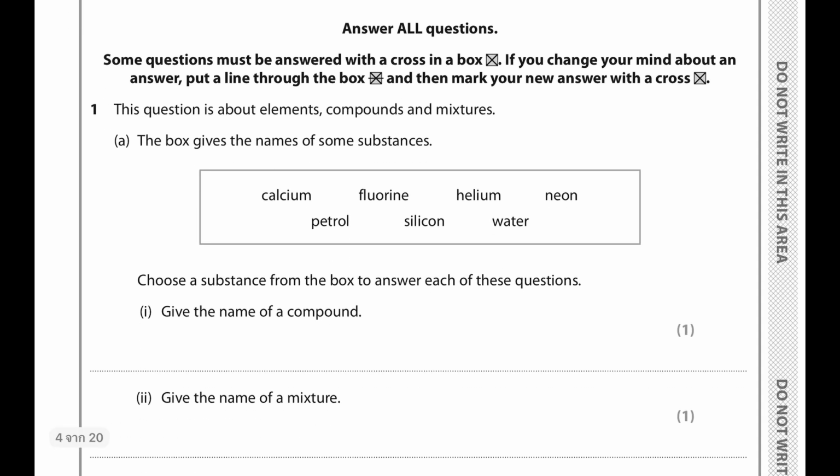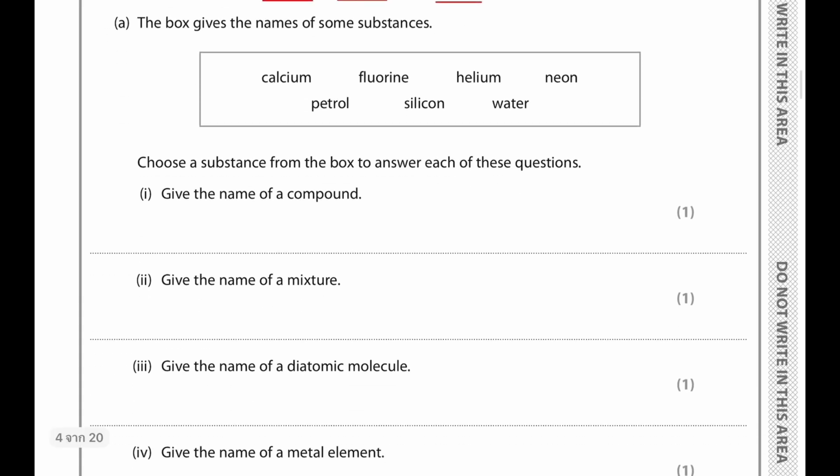So this question is about elements, compounds, and mixtures. The box gives the names of some substances. Choose a substance from the box to answer each of these questions. Give the name of a compound. So it will be water. Give the name of a mixture. So it will be petrol.